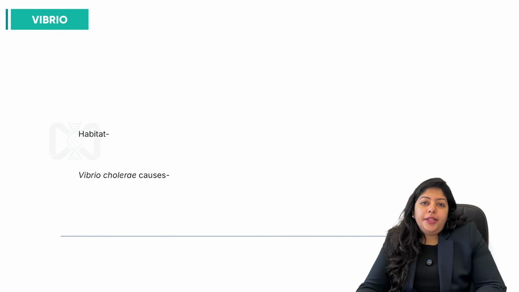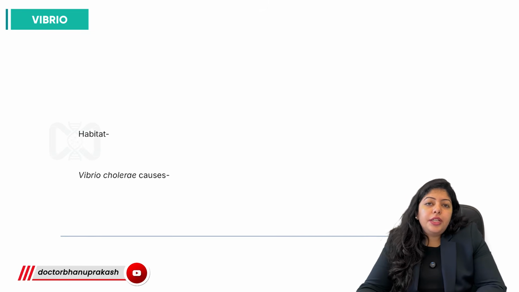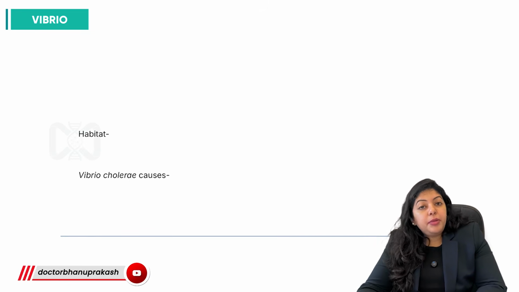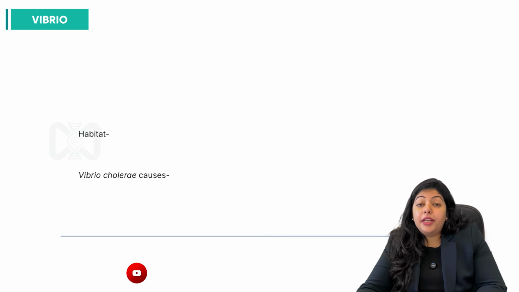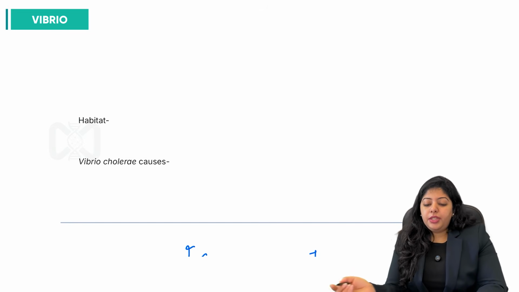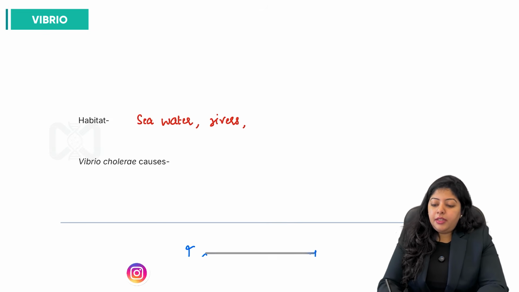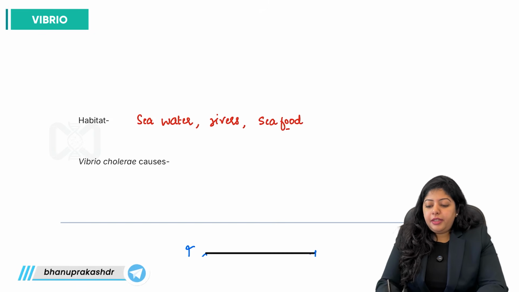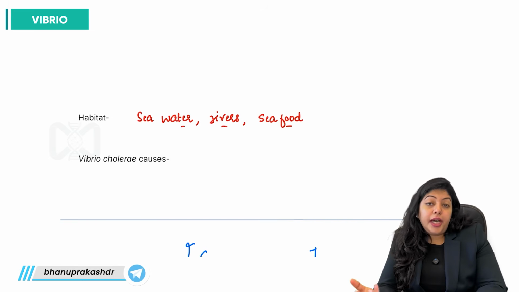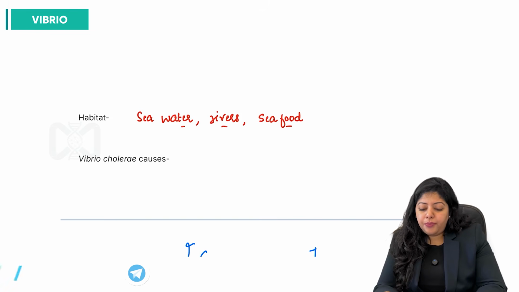Now we know that Vibrio is naturally a salt-loving bacteria. So the habitats are going to be the places or bodies that contain higher salt concentrations. Firstly, the habitat is going to be seawater, of course, rivers, seafood, which would be rich in salt, right? And all the bodies which contain higher salt concentration will naturally be the habitat of Vibrio, right?